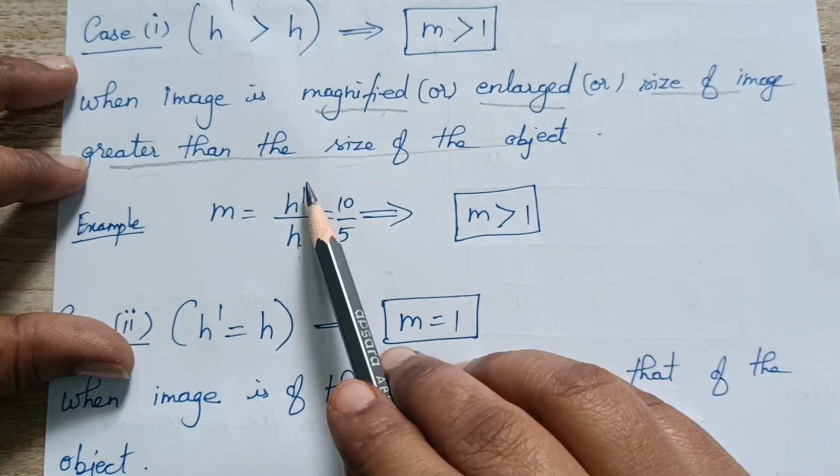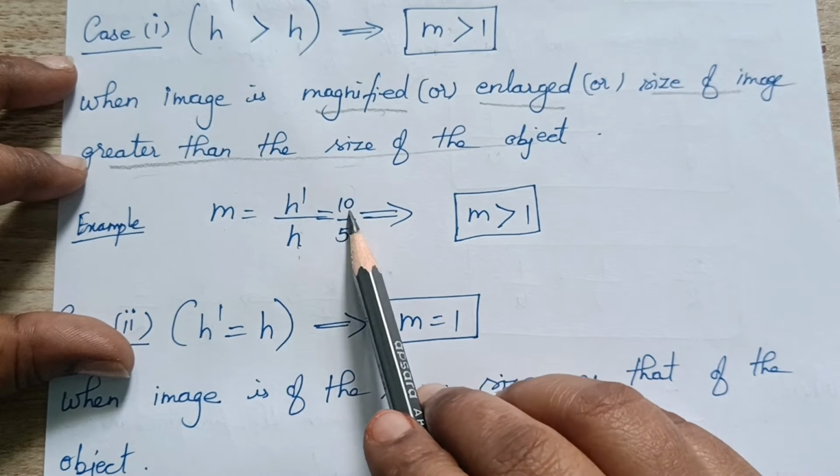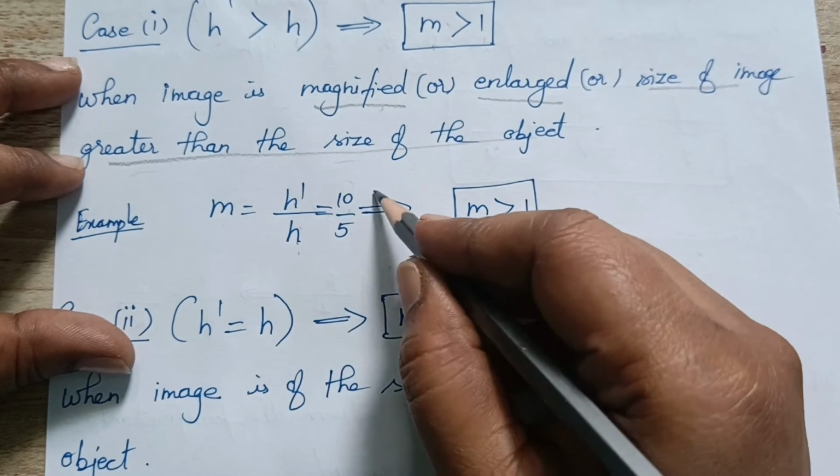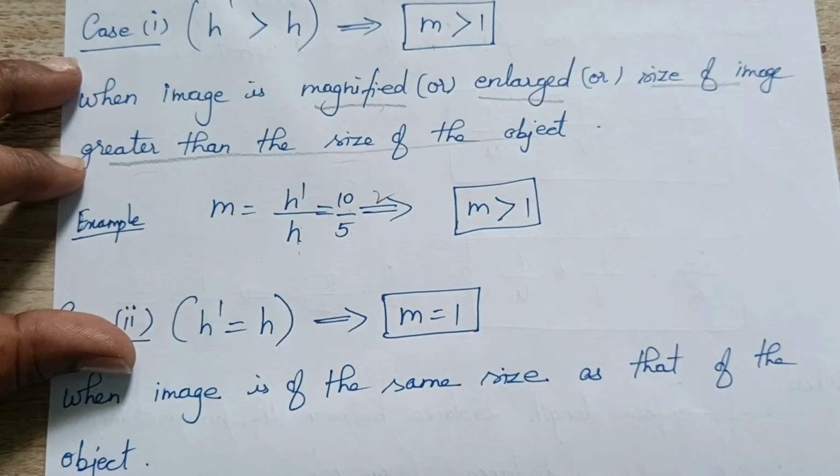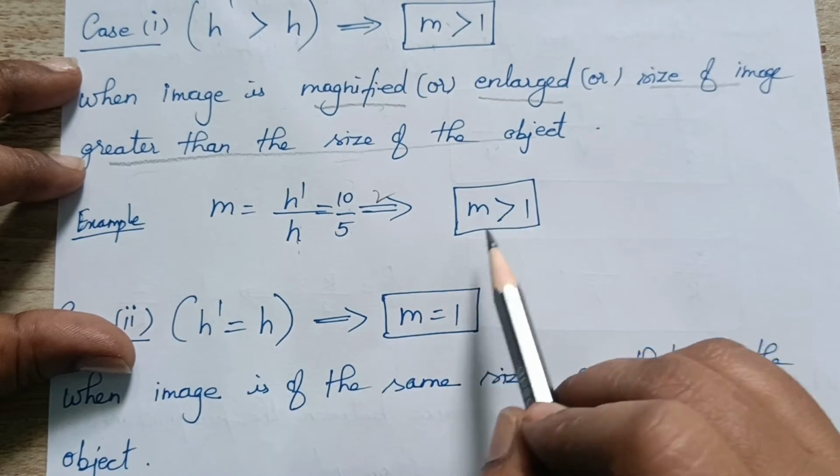That is equal to, if the height of the image is greater, 10 by 5, that is equal to 2, which is nothing but greater than 1. Okay, magnification is greater than 1.